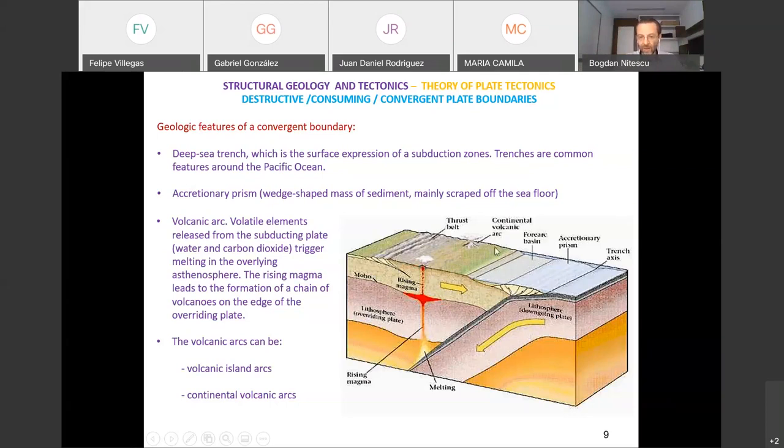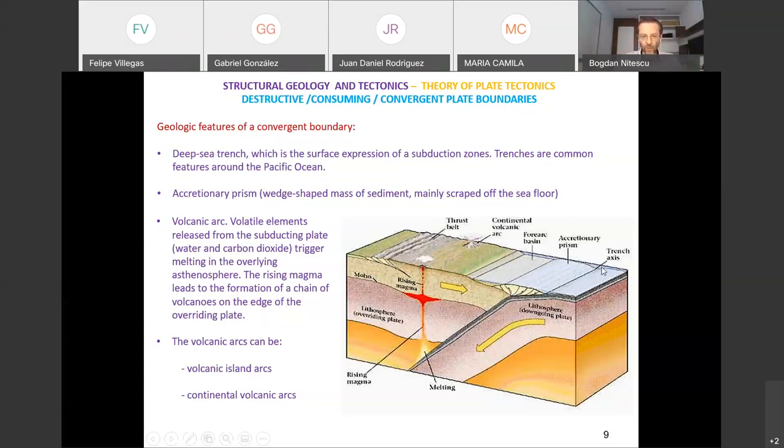An orogenic belt like the Andes has a complexity. It has a cordillera like the Central Cordillera, which has volcanic arcs. But then, like the Oriental Cordillera here, this is a thrust belt, and we will see when we talk about the origins what this means. But these are the geologic features associated with a convergent boundary. So the subduction happens here. This is a subduction zone.